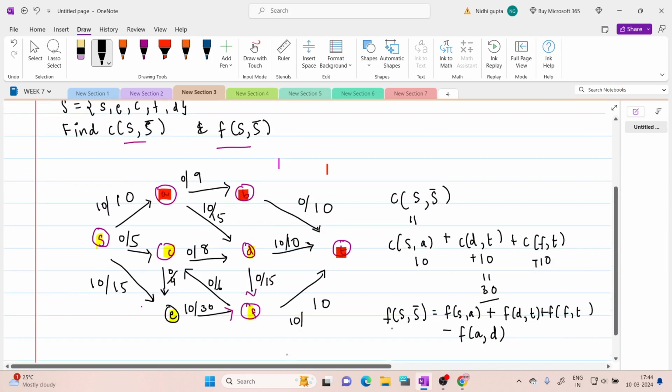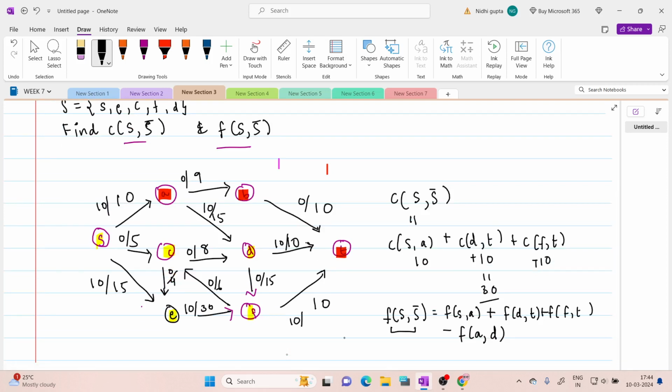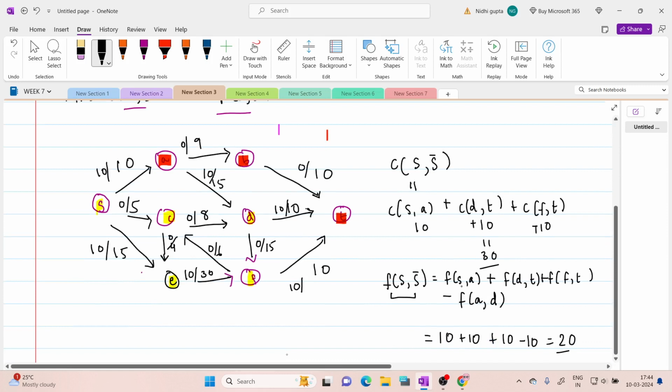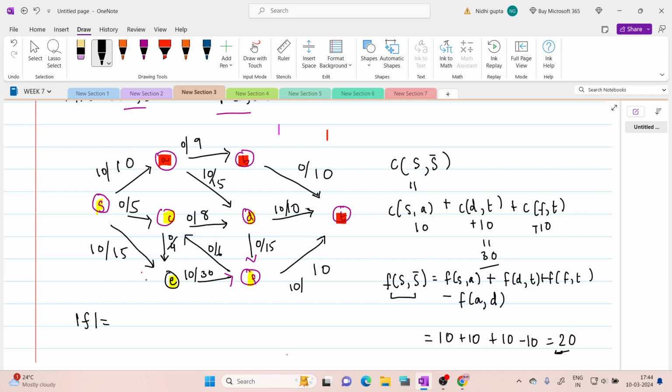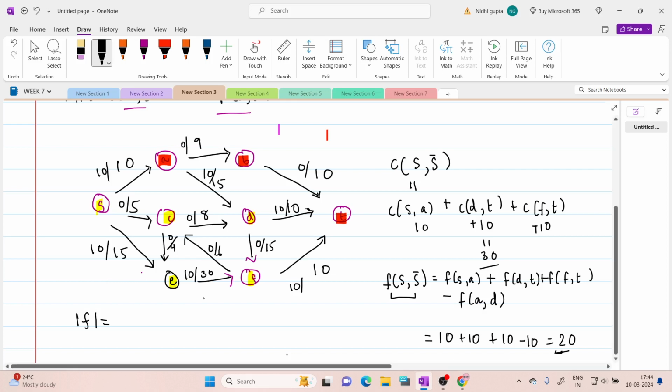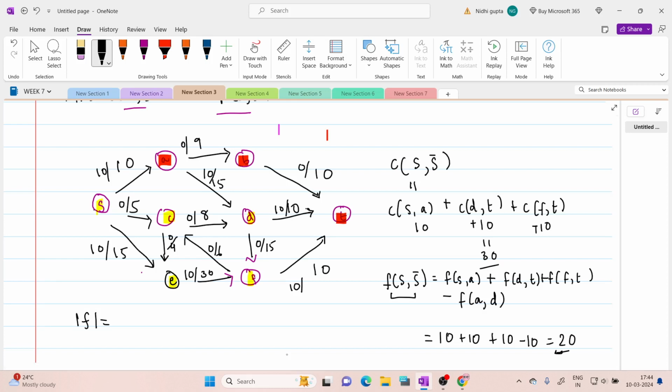And here you can also see that net flow is coming out to be 20, which is equal to the flow value. The total flow value of this network is also 20, because the flow going out of S is SA plus SE, which is 20. So net flow is equal to the value of flow, and secondly, net flow value is less than or equal to the capacity of the cut.